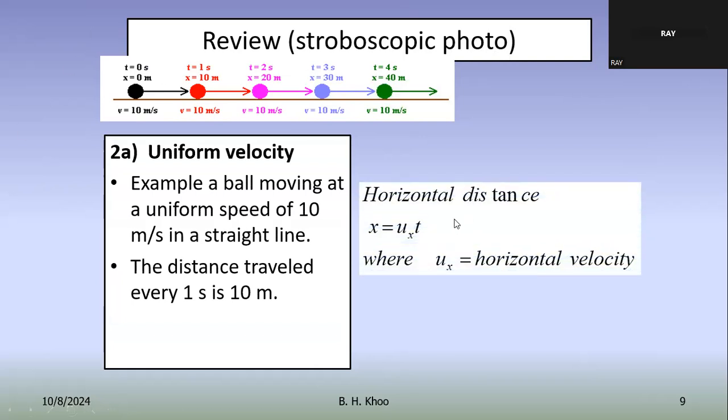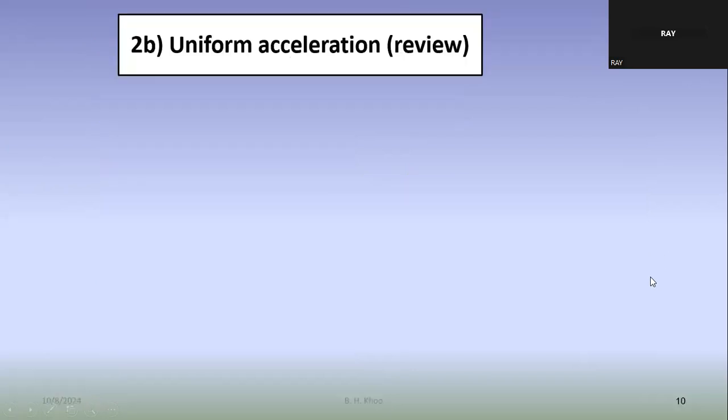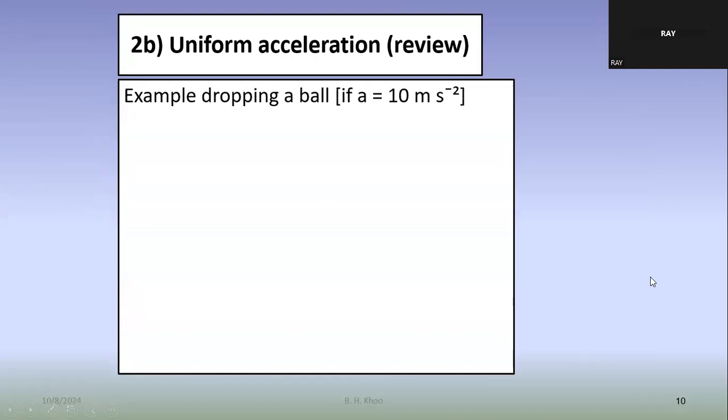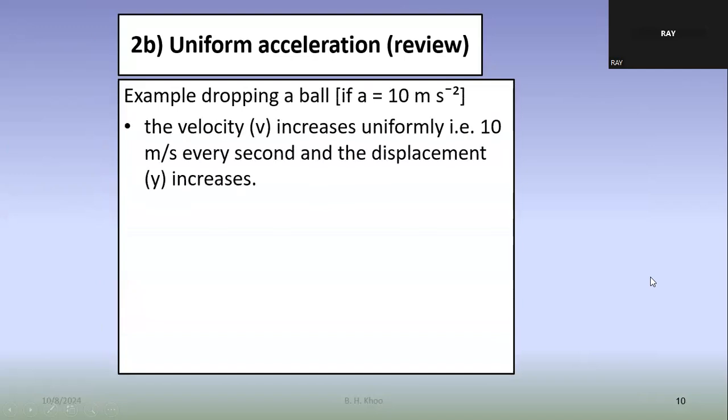So we use ux, which is the horizontal velocity, or velocity in the x direction, times your time. That's how we find the horizontal distance. Uniform acceleration, for example dropping a ball, a is 10 meters per second squared. We use 10 because it's easier to consider. But in the exam, you cannot use 10. You have to use 9.81.